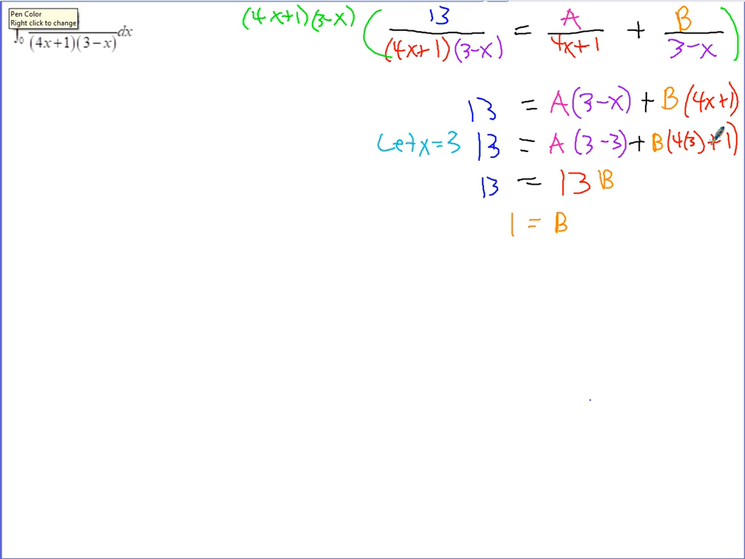Then let's try to eliminate the b by choosing an x value that will do that. So here we set 4x plus 1 equal to 0. You subtract the 1 and then divide by 4, so that gives you negative 1/4. So 13 equals a times 3 minus negative 1/4, plus b times 4 times negative 1/4 plus 1.